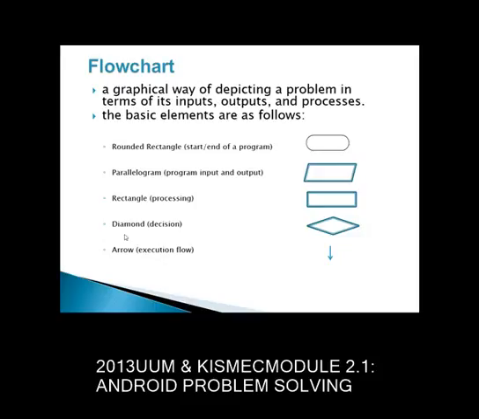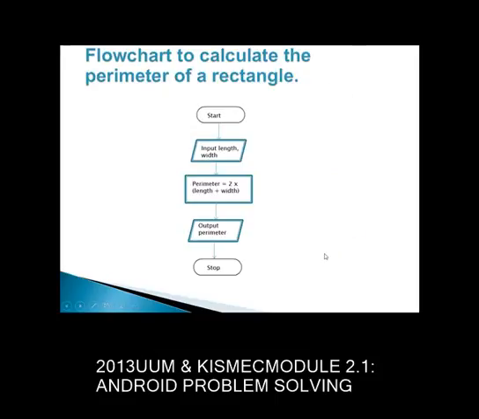Or you can turn that into a flowchart. Basically a flowchart is a graphical way of depicting a problem. So you can turn that into this graphical design. Basically a rounded rectangle is the start or end of a program. Parallelogram, this is basically input and output, a slanted rectangle. And then you have a rectangle, this is for processing. Diamond, this is for decision. Arrow is the execution flow.